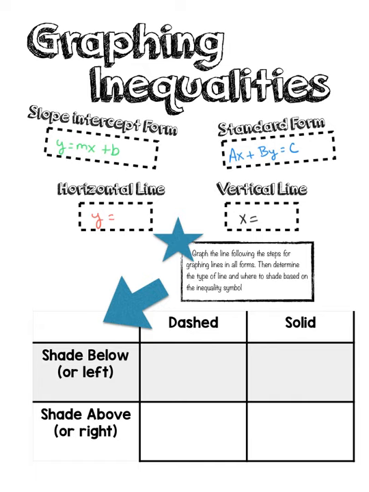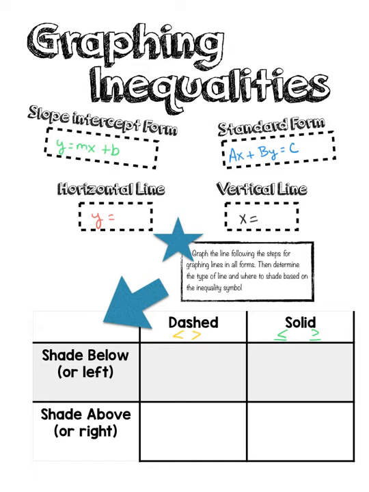So, graphing lines in all forms. When you have a dashed line, you're looking for an inequality that is either this or this. A solid line is going to be this with a bar underneath. So your dashed line is less than or greater than. Solid line, less than or equal to, greater than or equal to.